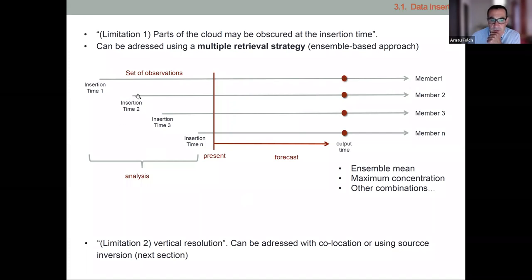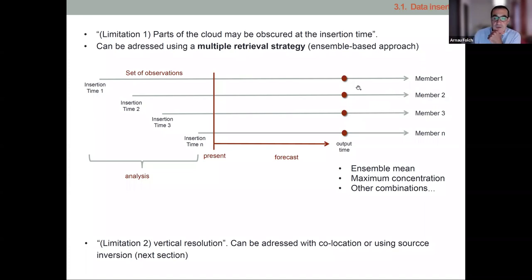We do the same with the second ensemble member. We initialize the model at another time instant with another observation here, a third ensemble member, and so on. In this way, we construct an ensemble of runs, each initialized with different observations. And then we do the forecast as usual. And when we want to do the output, we can do some combination of the ensemble members. For example, we could take the ensemble mean, or we could take, if we want to be conservative, the maximum among all these ensemble members, and so on.